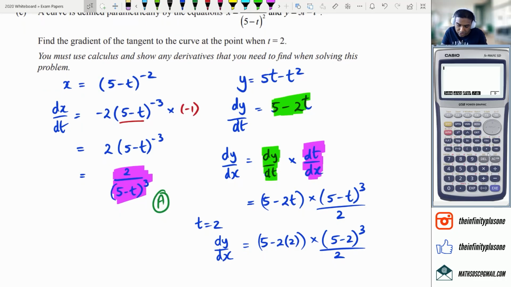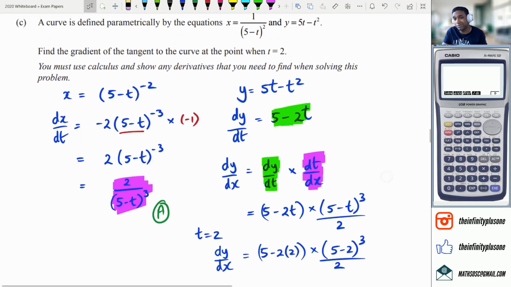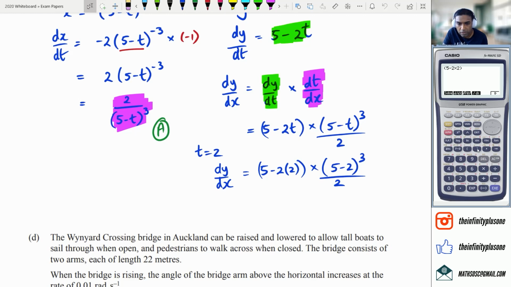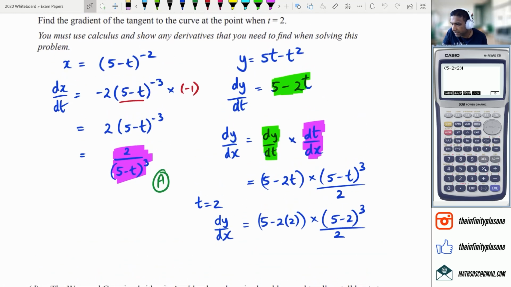Now you're thinking, can I actually use that dy dx? Well, we can't, because we actually don't have the original function, which is y. So that's why we can't do the whole calculator thing. So this one, you've got to do it the long way. We've got 5 minus 2 times 2. What else do we have? Multiplied by 5 minus 2, which is 3, to the power of 3, equals this, divided by 2 equals 13.5 as my final answer.